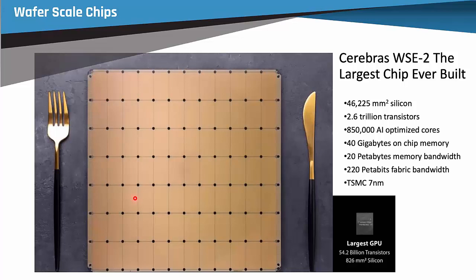But they have, where the largest GPU is this size, and has 54.2 billion transistors. This was probably a year ago or so. They already have more probably nowadays. And it was an 826 millimeter piece of silicon. Instead, we get this nice dinner plate, which has 46,000 square millimeters of silicon and 2.6 trillion transistors. Okay? It can get 40 gigabytes of on-chip memory. Most of this thing is just memory. By the way, most of our chips are just memory. Okay? Most of this is memory.